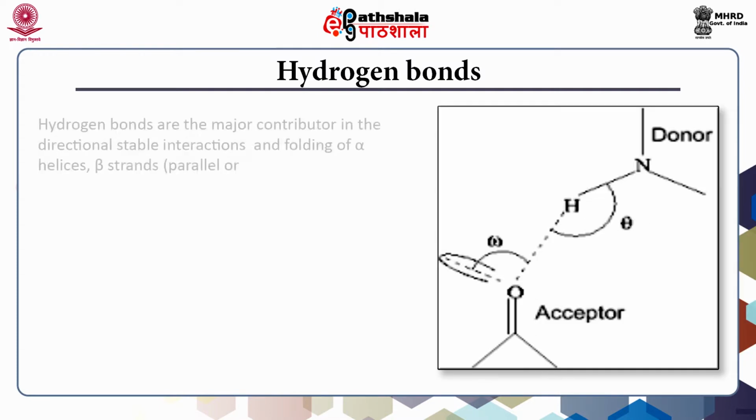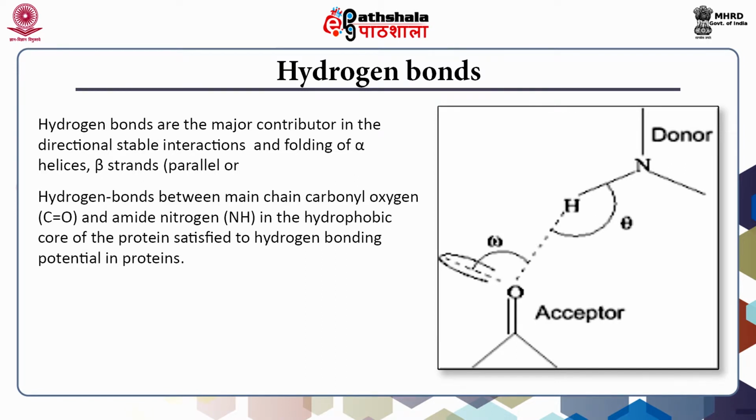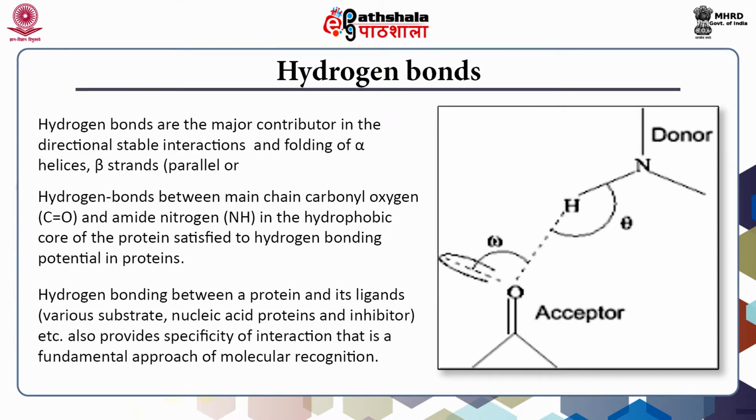Hydrogen bonds. Hydrogen bonds are the major contributor in the directional, stable interactions and folding of alpha helices, beta strands and tertiary proteins. Hydrogen bonds between main chain carbonyl oxygen (C=O) and amide nitrogen of NH in the hydrophobic core of the protein satisfy the hydrogen bonding potential in proteins. Hydrogen bonding between a protein and its ligands, various substrates, nucleic acids, proteins and inhibitors, etc. also provides specificity of interaction that is a fundamental approach of molecular recognition.